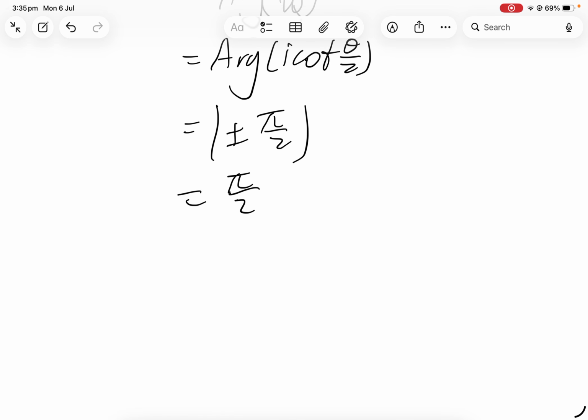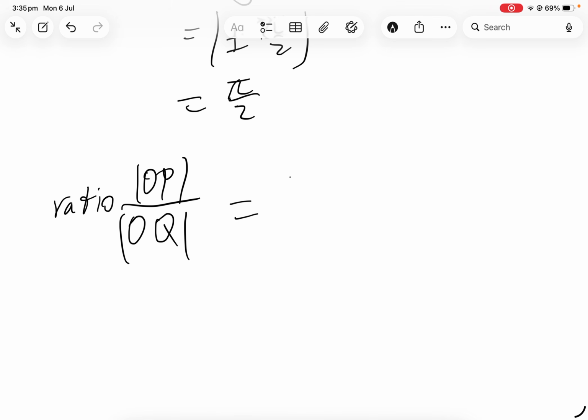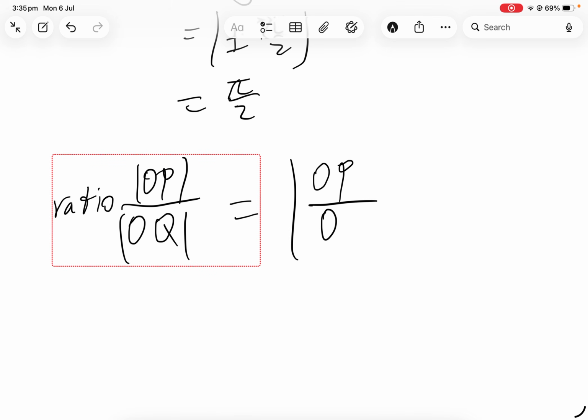Okay. The next part of this question says find in terms of theta the ratio OP over OQ. The ratio of OP over OQ. Well, that's just OP over OQ.